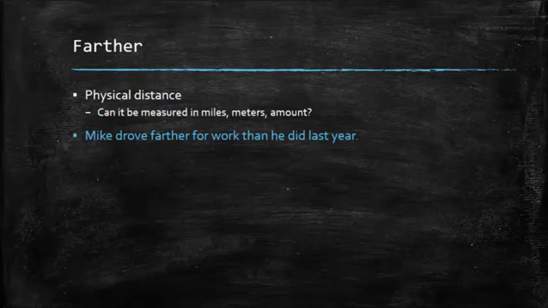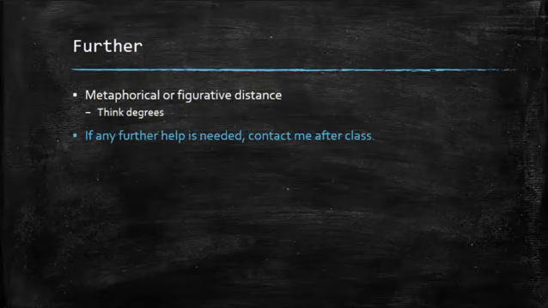We can see that. In the case of further, we're talking about metaphorical or figurative distance, which another way to think about this is like degrees. So you can't measure happiness. You can't measure how good something is. There isn't a specific number or value to assign to that. And so in those cases, we use the word further.